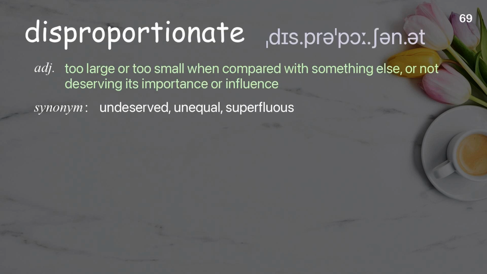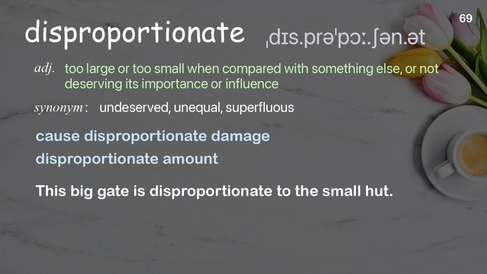Disproportionate. Too large or too small when compared with something else, or not deserving its importance or influence. Examples: cause disproportionate damage. Disproportionate amount. This big gate is disproportionate to the small hut.